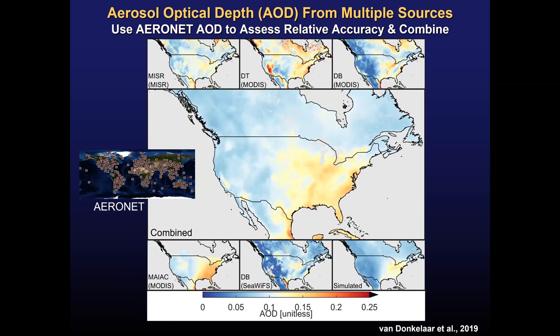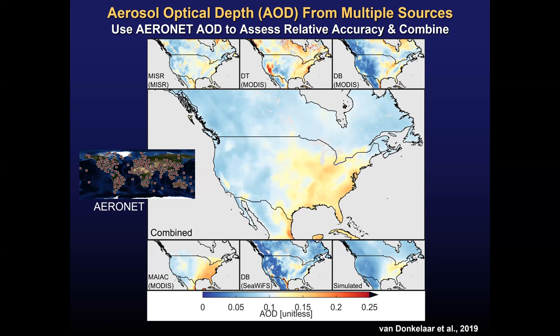Beginning in the area of satellite remote sensing, shown here is aerosol optical depth from a variety of different satellite instruments in the top and bottom rows, and also a simulated component in the bottom right. And I hope it's apparent to you that each of these different data sources have different spatial patterns. And indeed, all of these information sources have strengths and weaknesses that vary with location and vary with time.